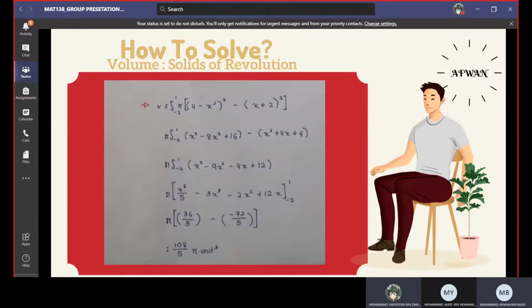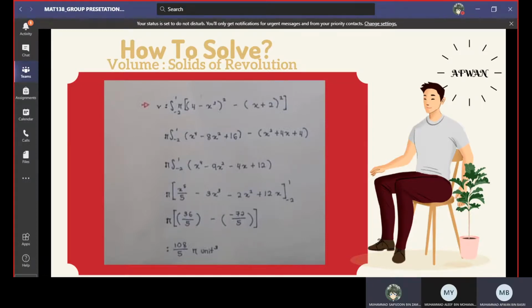Then minus 3x to the power of 3. It is because for x to the power of 2, plus 1 gives 3, and 9 divided by 3 gives 3x to the power of 3. And then for x to the power of 1, plus 1, we get x to the power of 2 over 2, and 4 divided by 2 gives 2x to the power of 2, and 12 gives 12x. Then we can evaluate it.